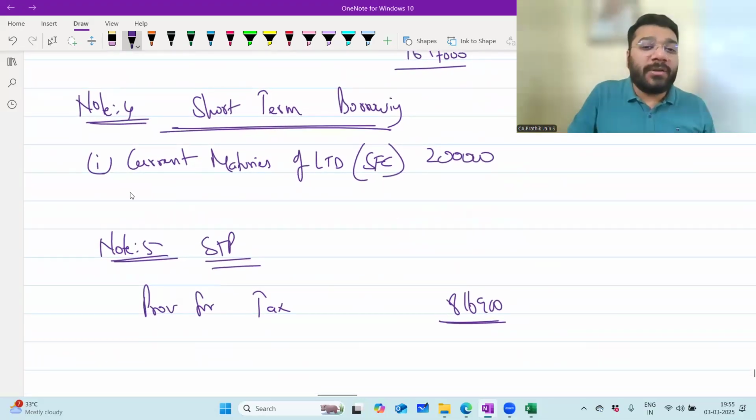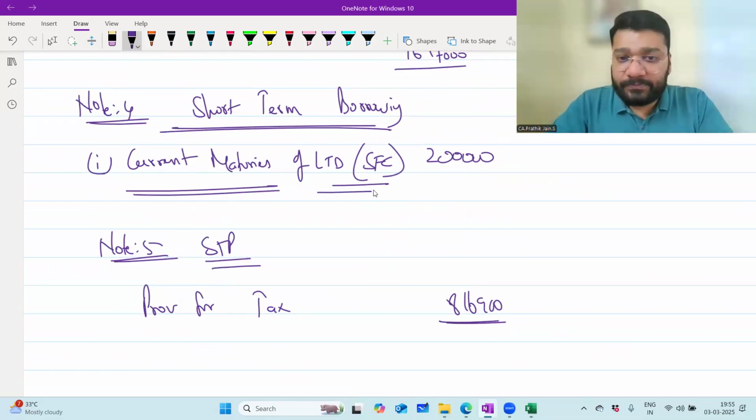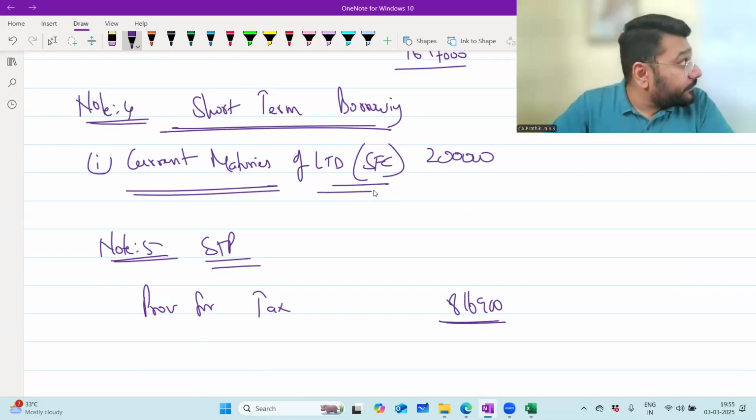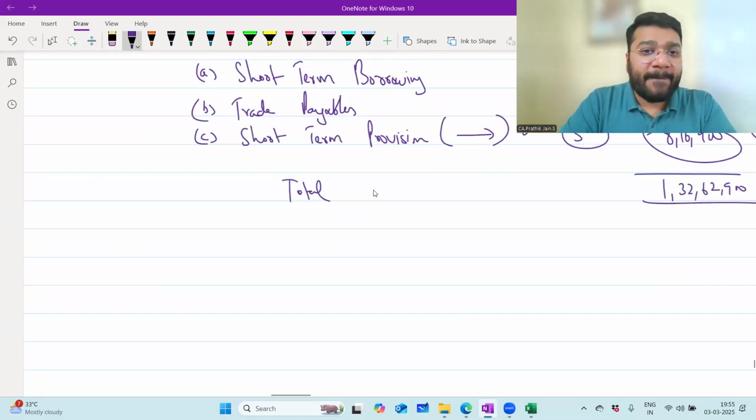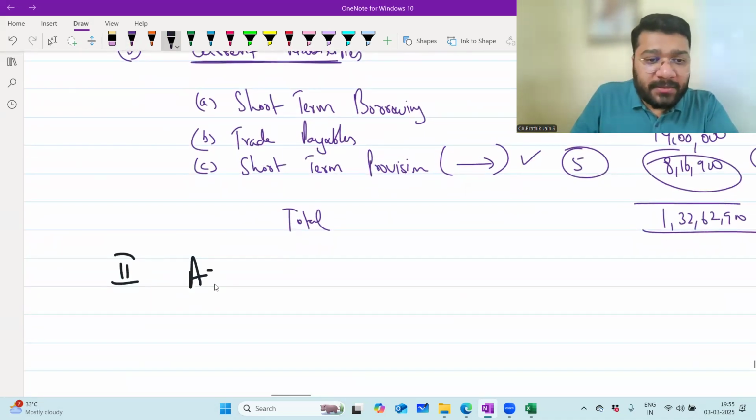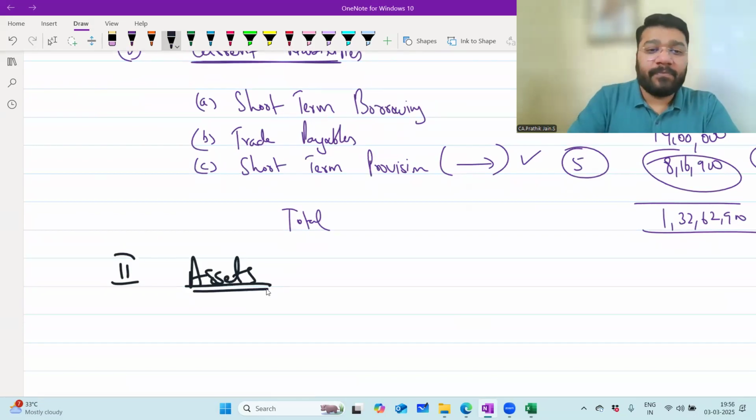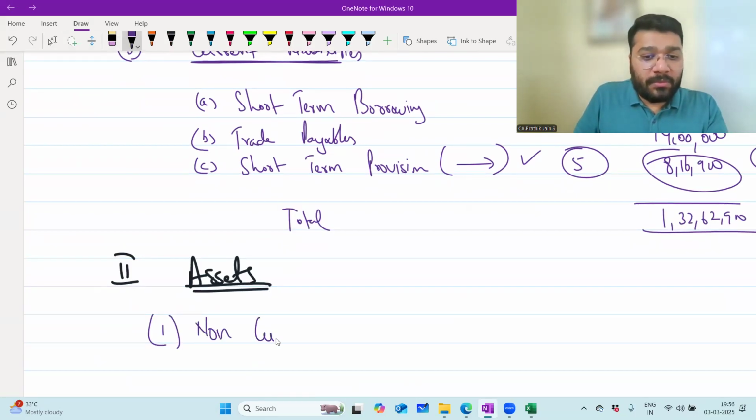Current maturities of long-term debt, in bracket you can write, it's coming from State Finance Corporation. Okay, now next is what? Asset part. Assets. In that, the first item is non-current assets.